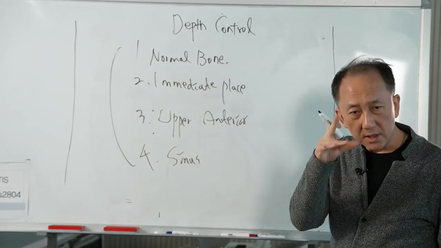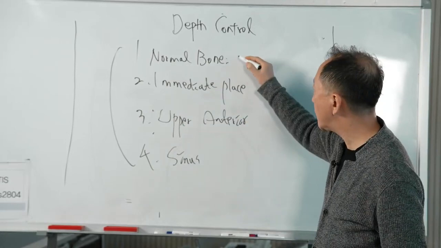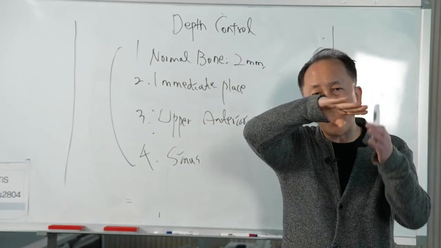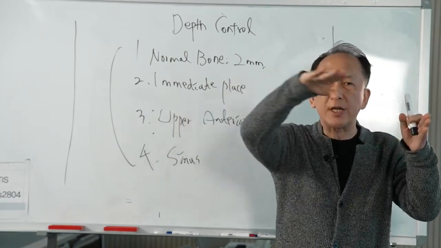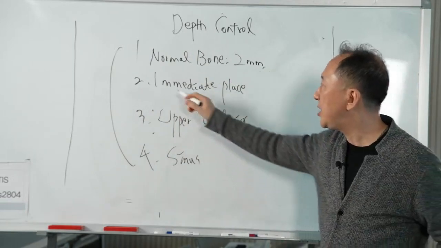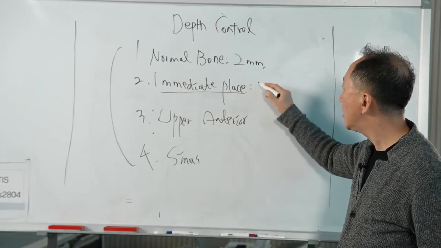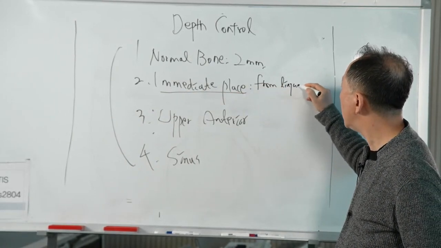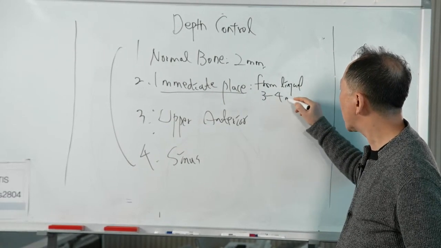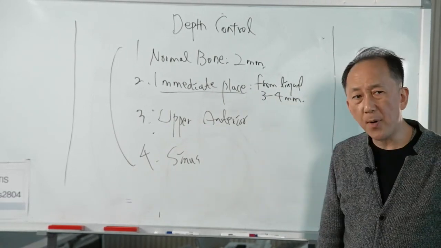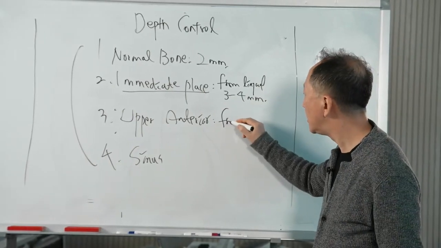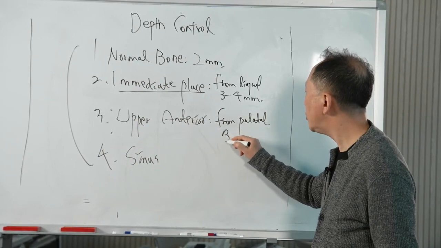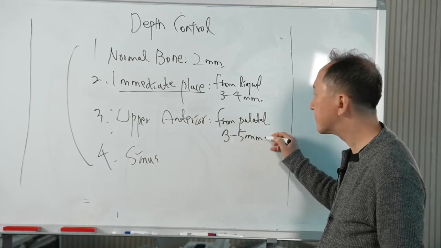Normal bone, depth control: I recommend 2 mm deep. Normal bone is the buccopalatally normal situation, that is 2 mm deeper. Immediate placement, from the lingual wall or palatal wall, 3 to 4 mm deep is okay. Upper anterior, from the palatal wall, 3 to 5 mm deep is okay.